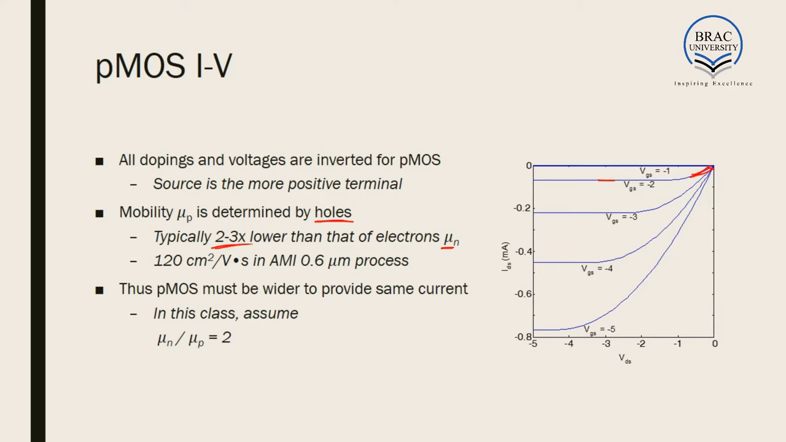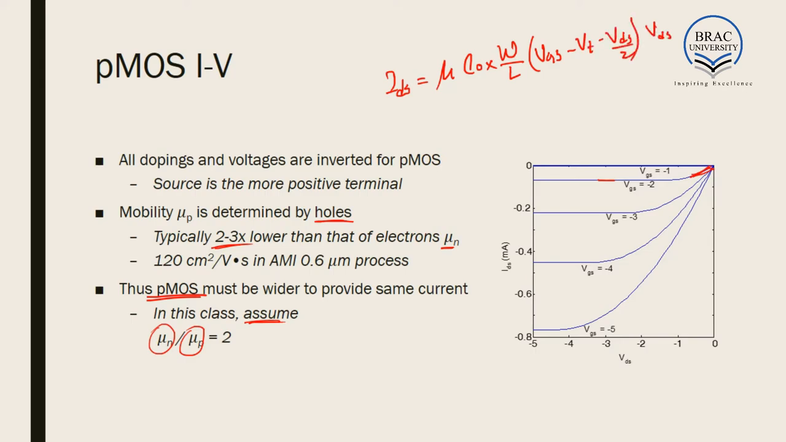As a result, when we design a PMOS, if we want the same operation as that of NMOS, we are considering that the mobility of holes is almost half that of electrons. If we are considering that, we have to assume that the width of the PMOS is twice that of NMOS, because IDS, if we consider the linear region, is equal to mu COX W by L into (VGS minus VT minus VDS by 2) into VDS. This is the current equation for the linear region.